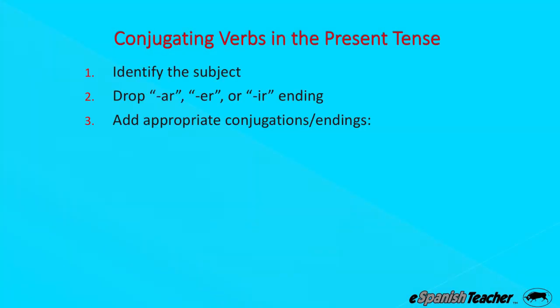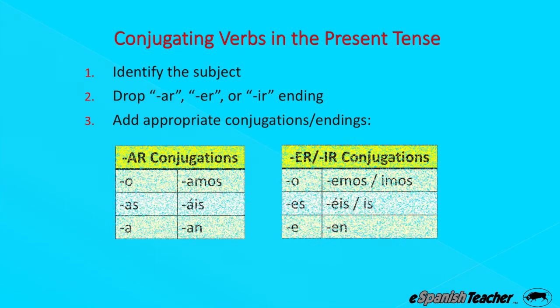So, you know these steps, conjugating verbs in the present tense. You're familiar with how to do that. First, you identify the subject. You drop the AR, ER, or IR ending from the verb infinitive, or from the mother verb, that unconjugated version of the verb. And then you add the appropriate conjugations or endings according to who your subject is.